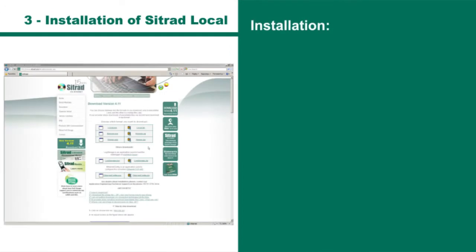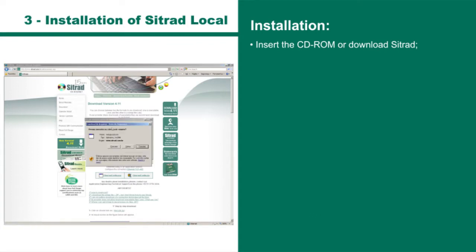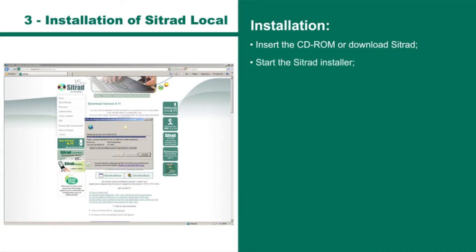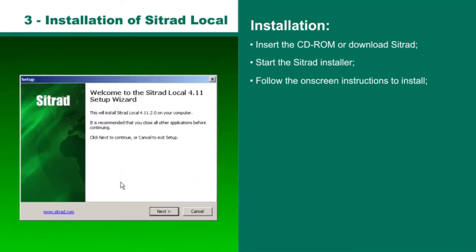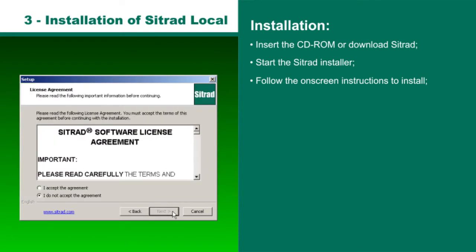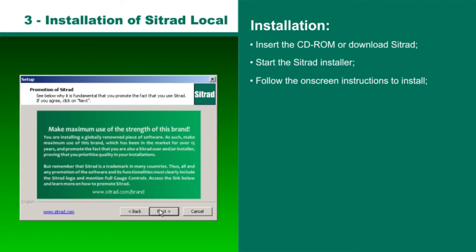Installation of Sitrad Local. Insert the CD-ROM or download Sitrad on the link below in the video description. When the CD-ROM is inserted, the installer automatically runs. If you've finished the download, open the file to start the installation. Follow the on-screen instructions to install. If in doubt, refer to the manual or access the user's guide in the installation and configuration section. Sitrad's other modules are also available on the installation CD-ROM and on the software site.